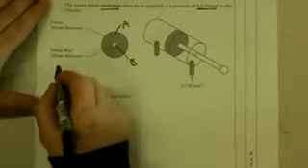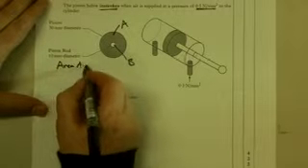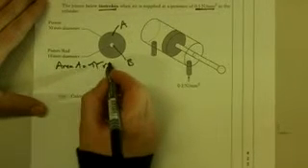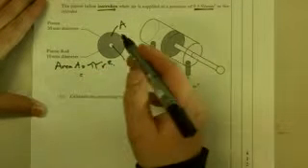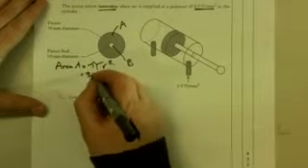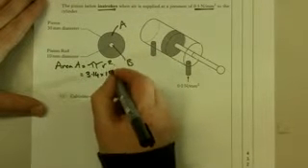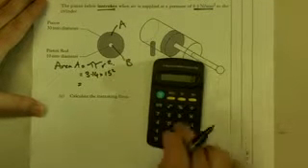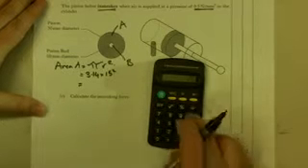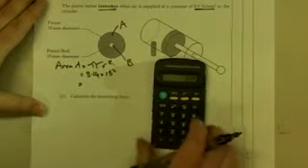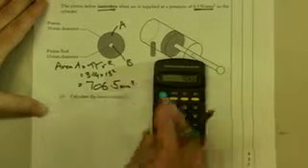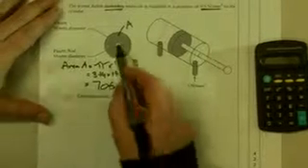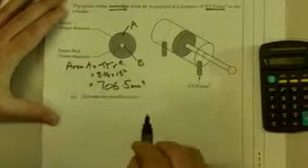Well, the area is equal to pi r squared. The diameter is 30, so the radius is 15, so 3.14 times 15 squared. Over onto the calculator. 15 times 15 times 3.14 equals 706.5 millimeters squared.